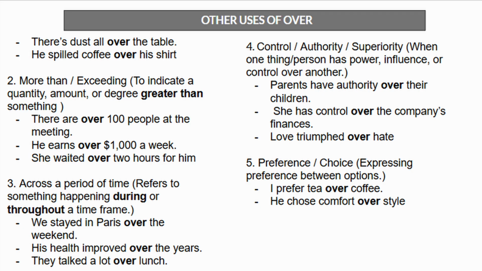Three, we use over referring across a period of time. This refers to something happening during or throughout a time frame. We have some examples here that will help you to understand better. We stayed in Paris over the weekend. This over here means during the weekend. We stayed in Paris over the weekend, or we stayed in Paris during the weekend.